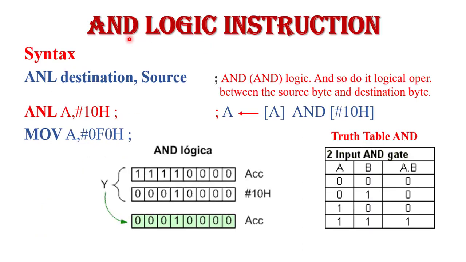First is the AND logic instruction. By using the AND logic instruction, we perform the AND gate operation. The syntax of this instruction is ANL destination comma source. ANL is the opcode of the AND logic instruction, and this is the operand of the instruction.